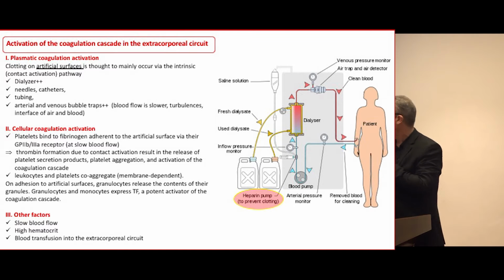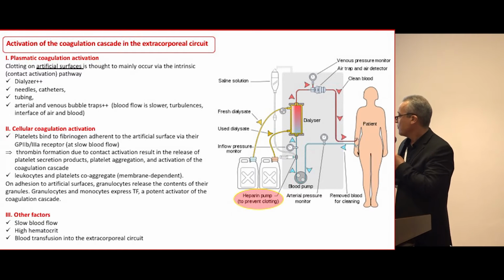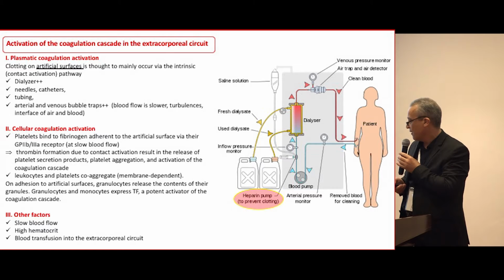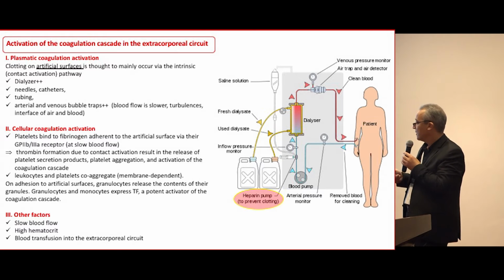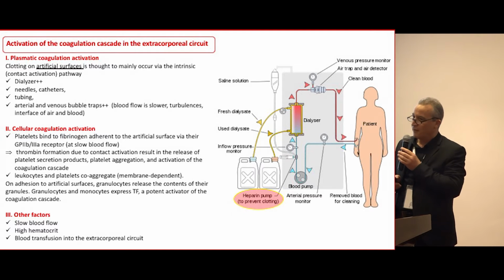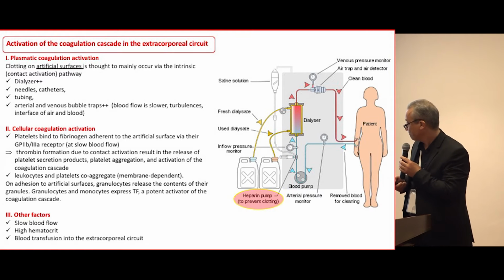But the problem for our patients is not only found in CKD patients; patients on hemodialysis are also subject to activation of the coagulation cascade, especially due to plasmatic coagulation activation, and cellular coagulation activation, especially platelet activation, but also leukocytes, platelet coagulation and tissue factor stimulation. And finally, other factors such as slow blood flow, high hematocrit, but also blood transfusion in the extracorporeal circuit. And I usually emphasize especially the problem of the use of the dialyzer and the contact of the blood with the membrane, but also the arterial and venous bubble traps, which are two parts of the extracorporeal circuit where clotting is very easily formed or initiated.